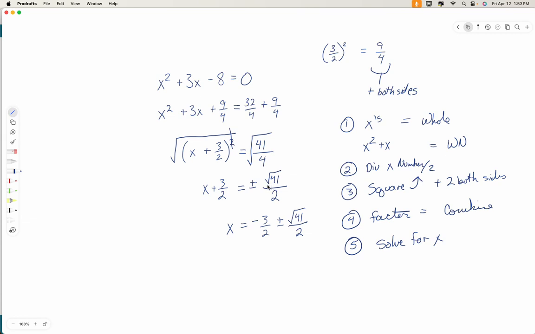Okay, so walk through the rest of these completing the square on your own. See if you can do those. If you're still struggling, let me know.